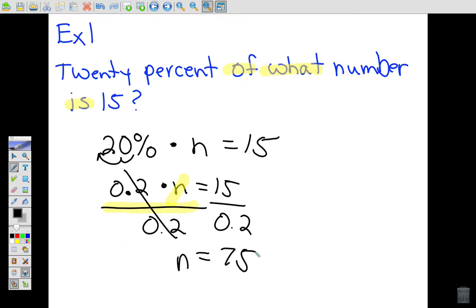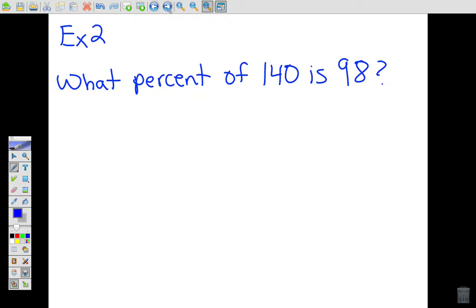Now let's see if this answer makes sense. 20% supposedly of 75 gives us 15. And that does make sense because we know that 50% is half of something, isn't it? Well, 20% of 75 isn't going to be nearly half. And so that makes sense that our answer is 15. All right, let's take a look at one more example.